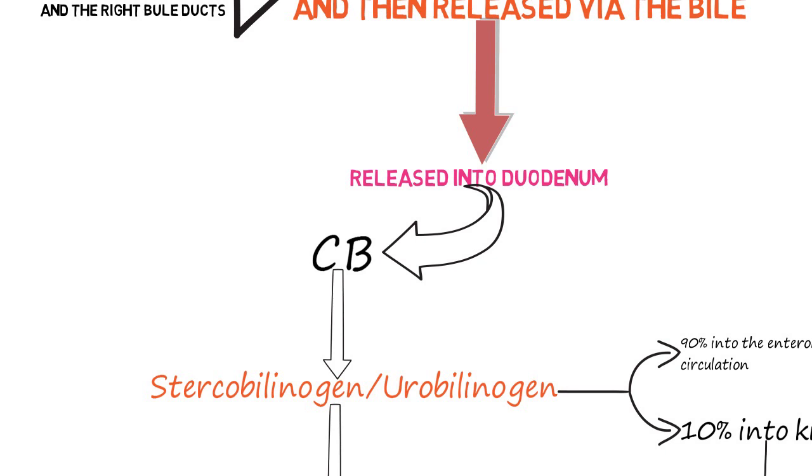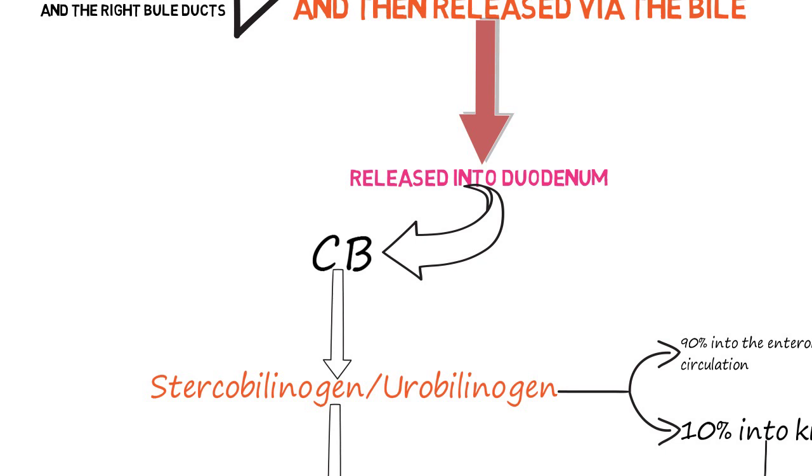The remaining stercobilinogen and urobilinogen in the intestine gets spontaneously oxidized into a pigment called stercobilin or urobilin, which provides the brown color to the stool. Guys, now let's come to the second part of our video, in which I will be covering the types of jaundice.